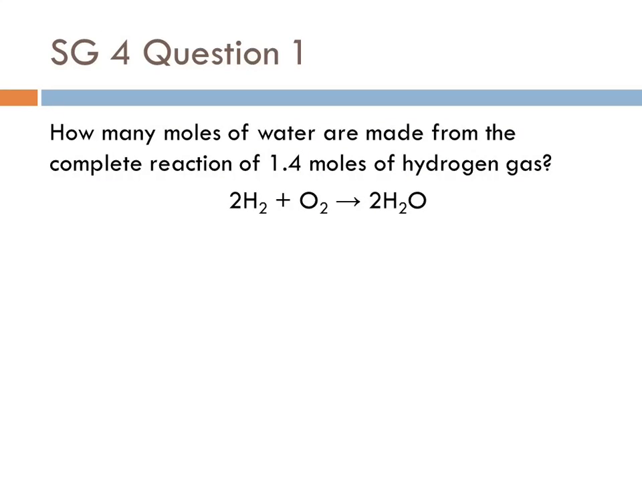So this is a stoichiometry worksheet, just to give you some in-class practice. The first one is how many moles of water are made from the complete reaction of 1.4 moles of hydrogen gas. And the equation is given.